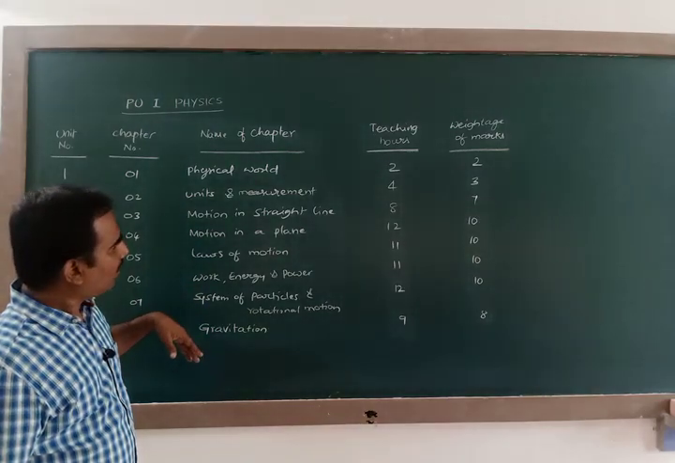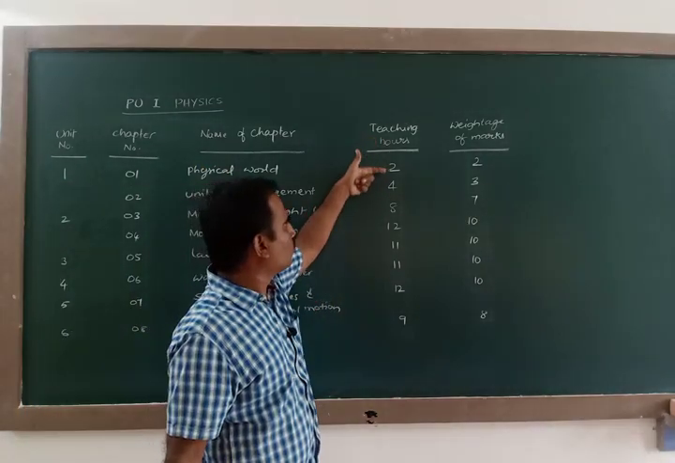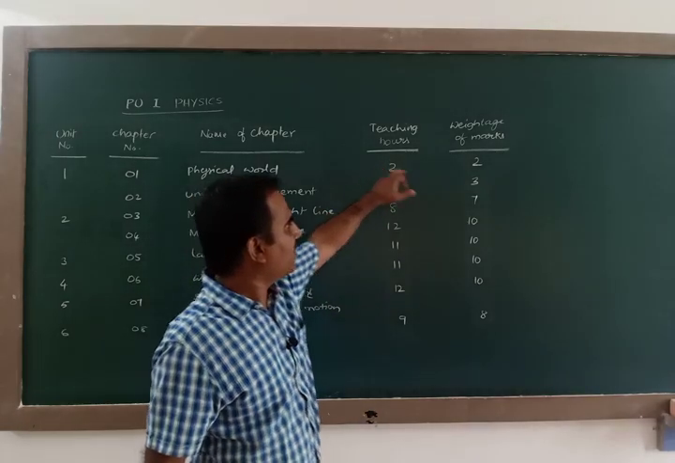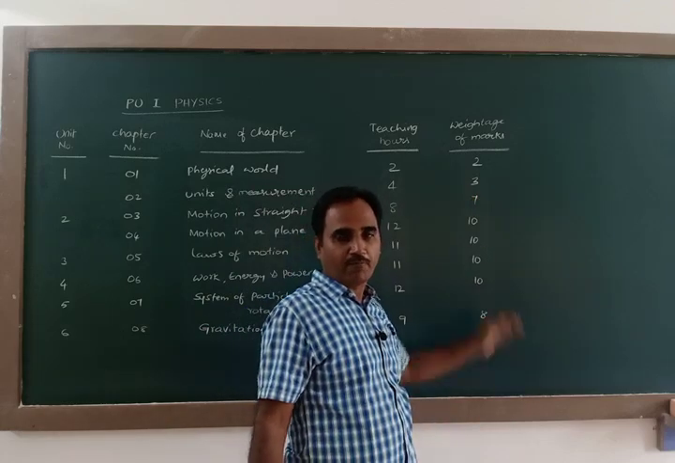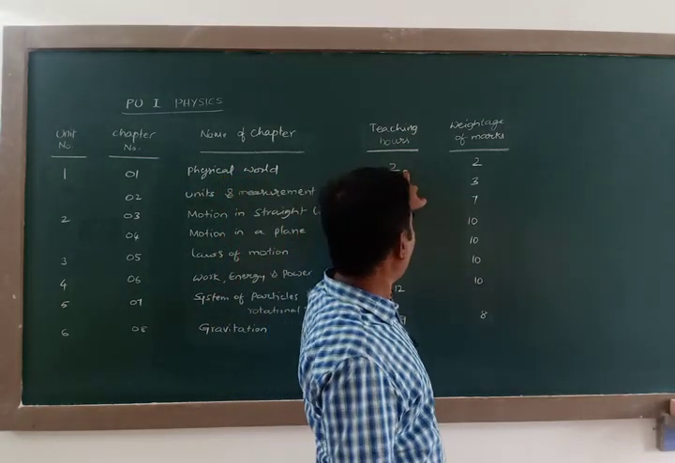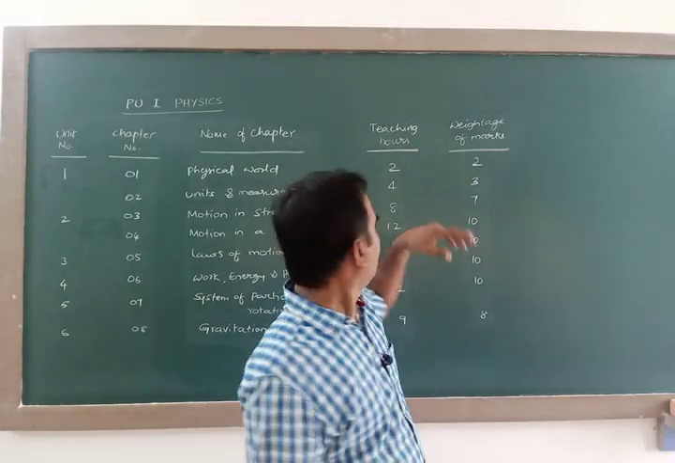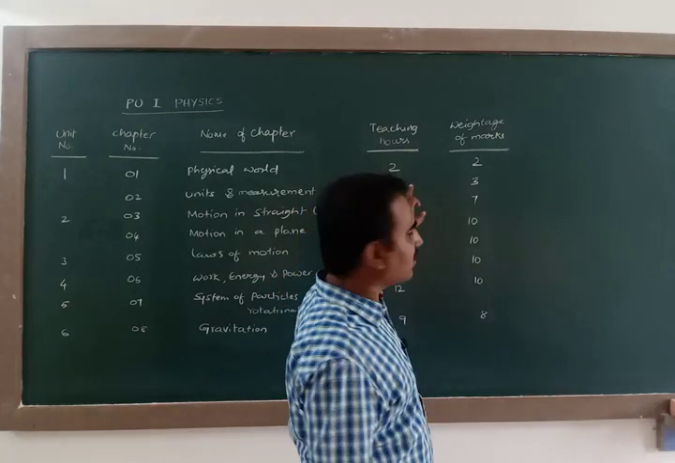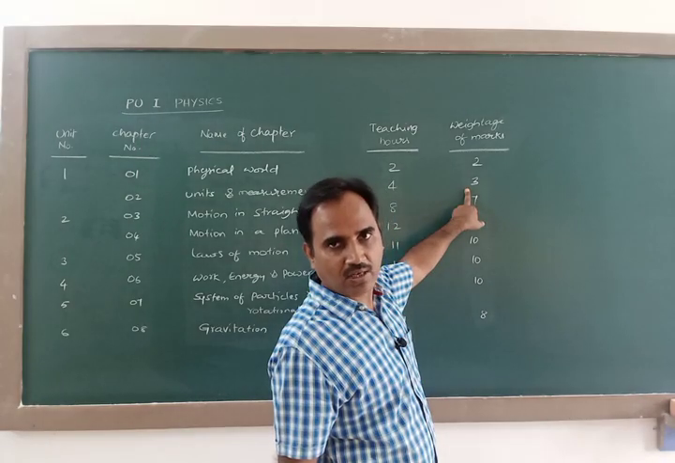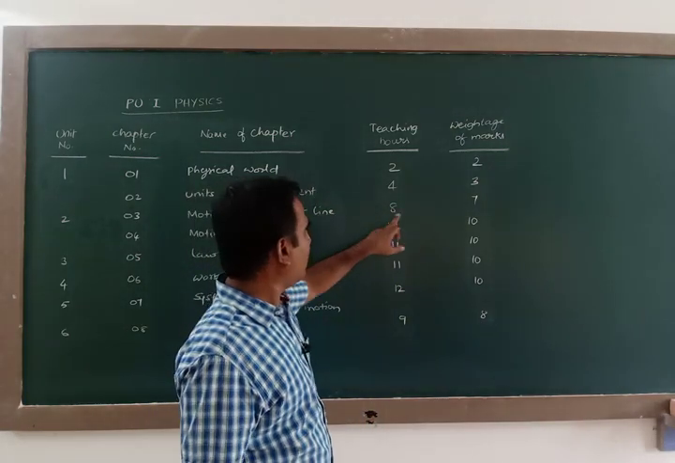And here each chapter has been allotted a specific number of hours to teach. Based on the number of hours of teaching, weightage of marks will be given here. So this first chapter is for 2 hours duration, and you can expect questions up to 2 marks in the annual examination. This units and measurements is of 4 hours, and you get questions up to 3 marks in the annual examination. Next, this one-dimensional motion is for 8 hours.